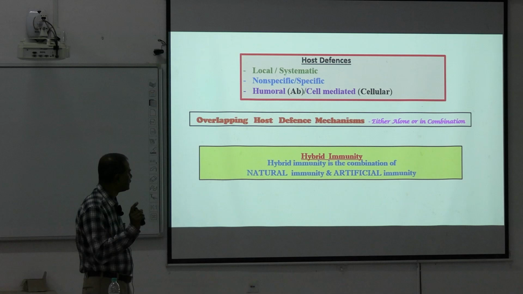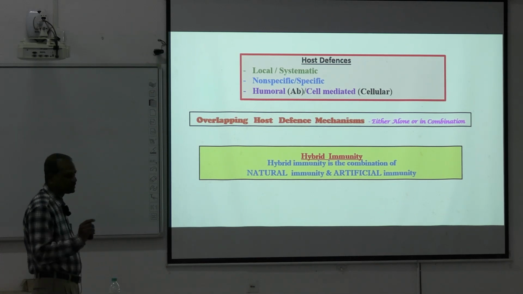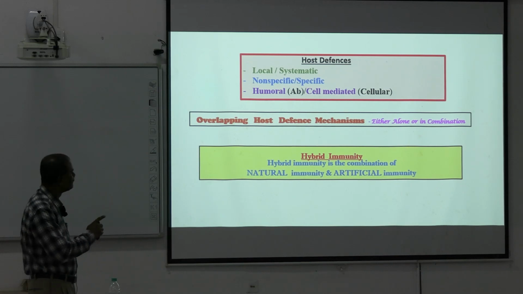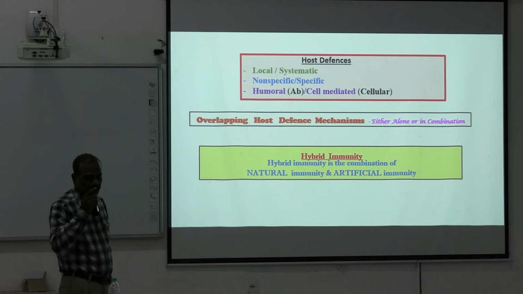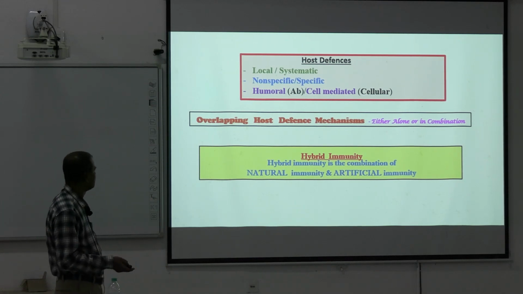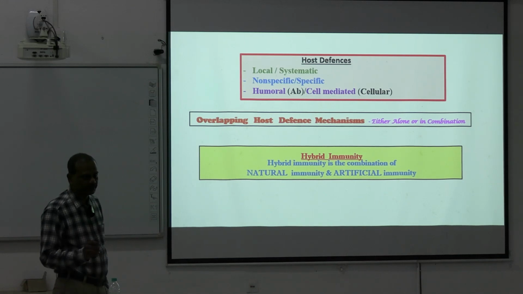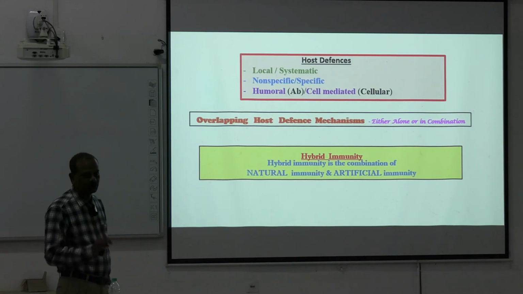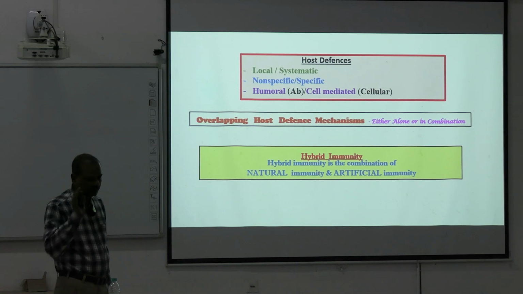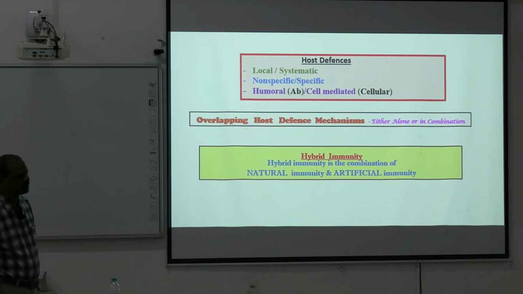So, write down host defenses. This is local or systemic. Local I will tell in detail. Systemic means what you get when all of you are immunized: you get a systemic defense. It can be a specific one and it can be a non-specific one. There are two main types: one is humoral, one is cell-mediated. Humoral is antibody-mediated and cellular is cell-mediated, that is T-cell mediated.